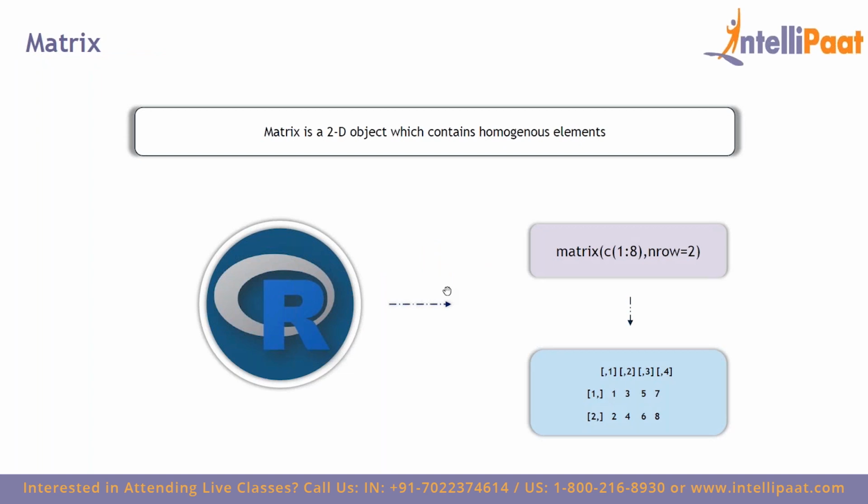Matrix is a 2D object which contains homogeneous elements. Again, two-dimensional, meaning rows and columns. If you see the output here, we have rows and columns. We have 2 rows and 4 columns. And the way you create it, the easiest way is matrix(c(1:8)). So we give a sequence. Let's say I want 1 to 8 as my elements, 1, 2, 3, 4, 5, 6, 7, 8. And we want it in the form of 2 rows. So it automatically splits your data into 2 rows.